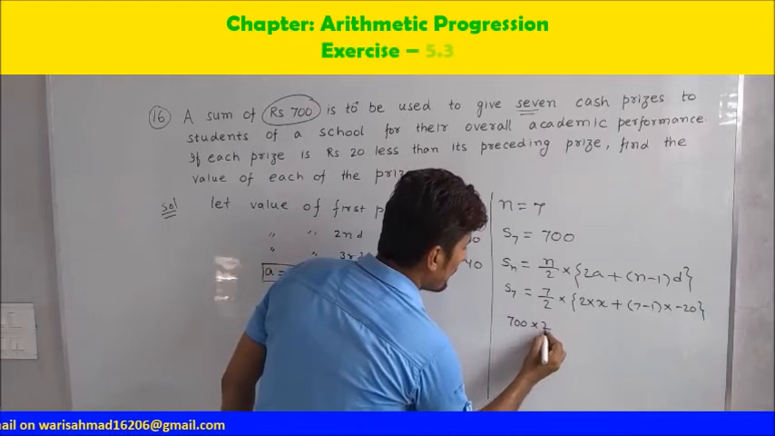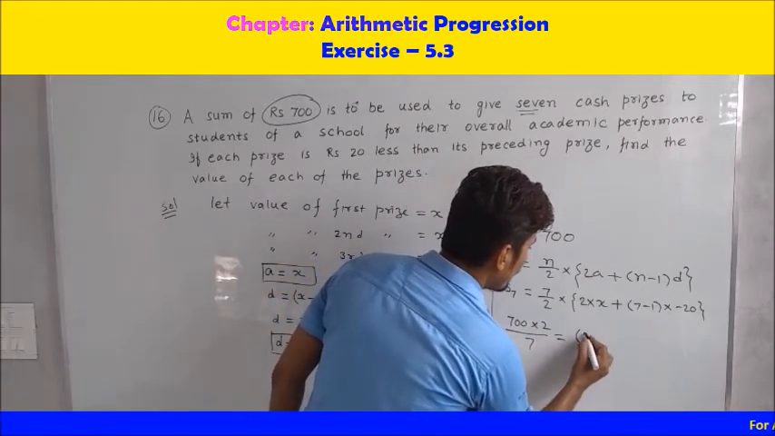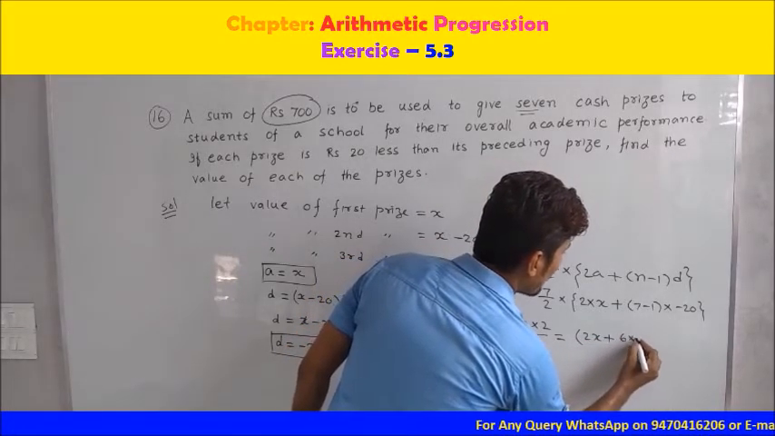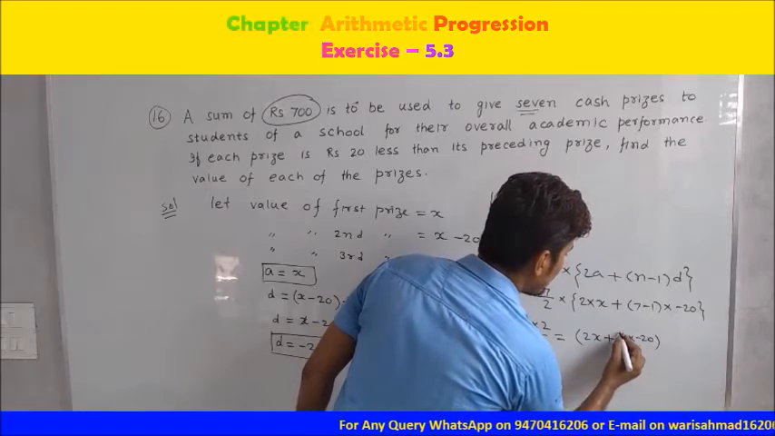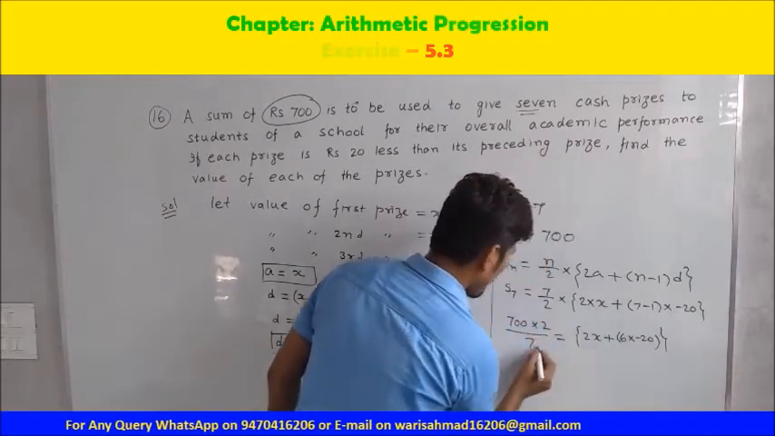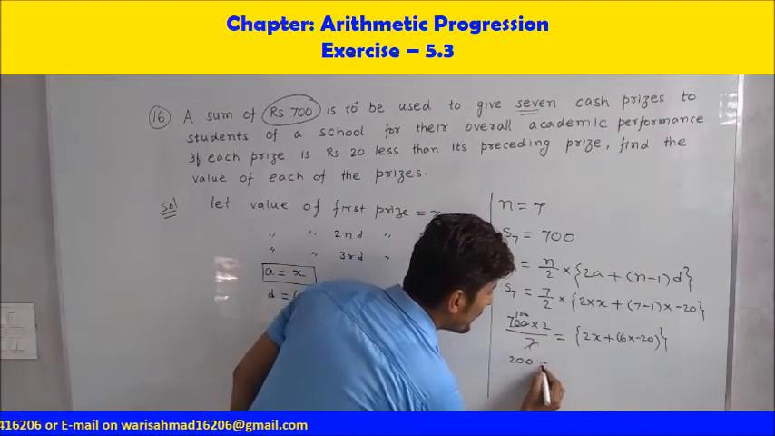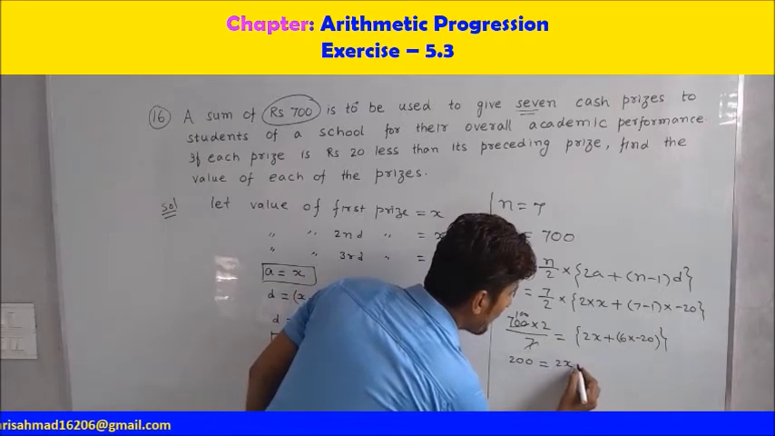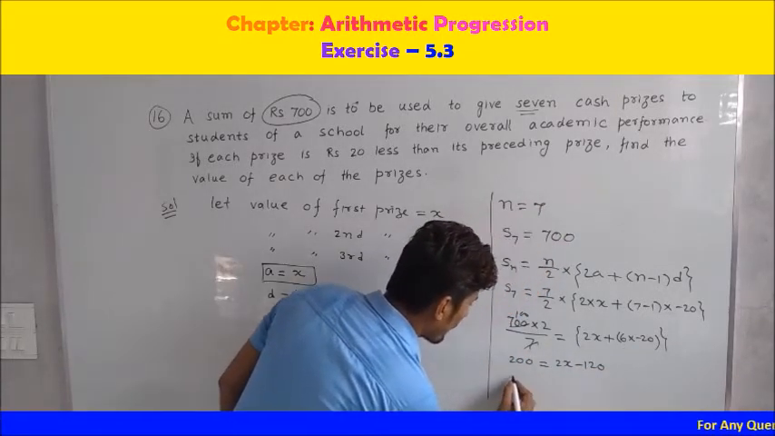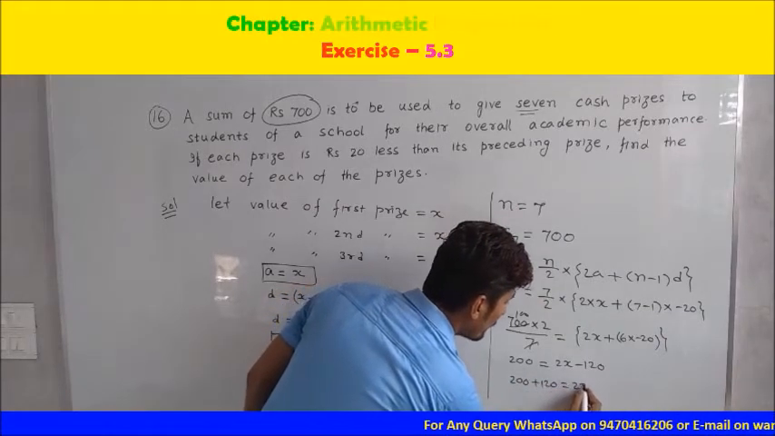Now multiplied by 2 and divided by 7 equals, here we can write 2x plus 6 multiplied by minus 20. Here we can write 100 multiplied by 2 will be equal to 200 equals 2x, and then here we can write minus 120. 200 plus 120 equals 2x.